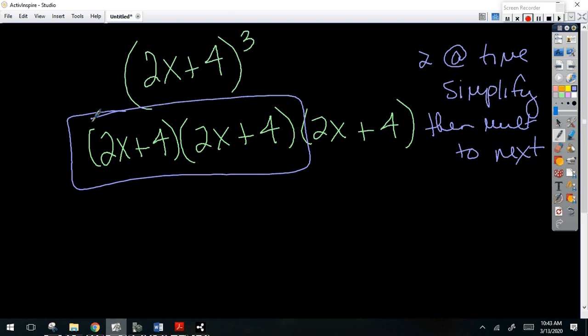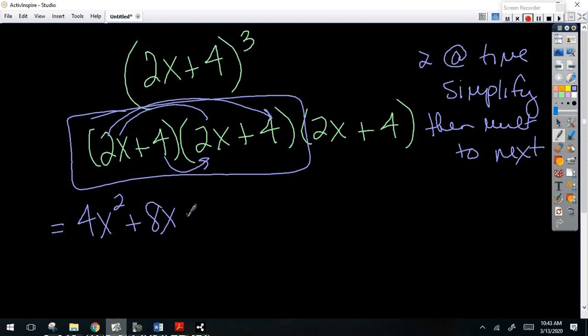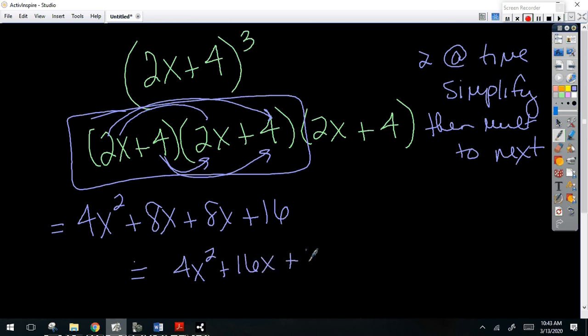Pay attention. 2x times 2x is 4x to the second. 2x times 4 would be 8x. 4 times 2x is 8x, and 4 times 4 is 16. Clean this up. The 8x plus 8x is 16x, plus 16, and the 4x squared. Now take it to the third one. If there was a fourth one, I would need to do this and then take it to the fourth.